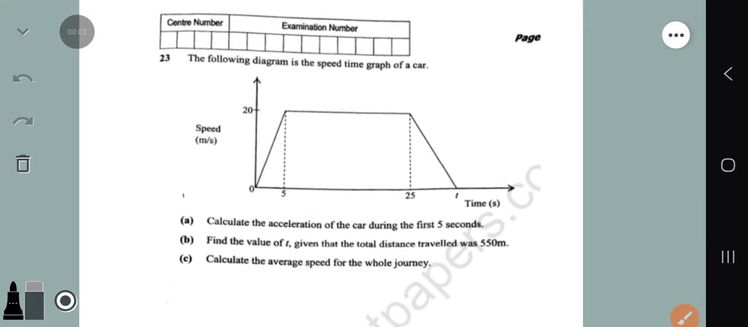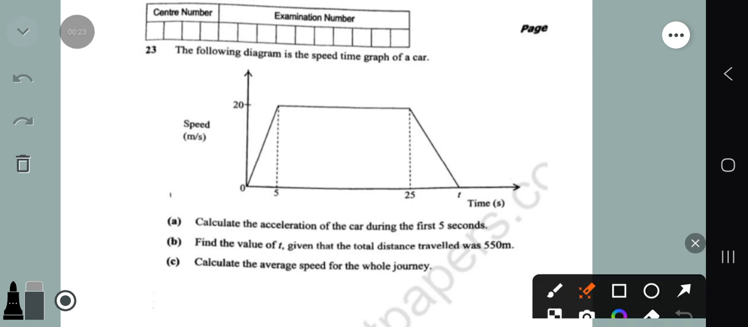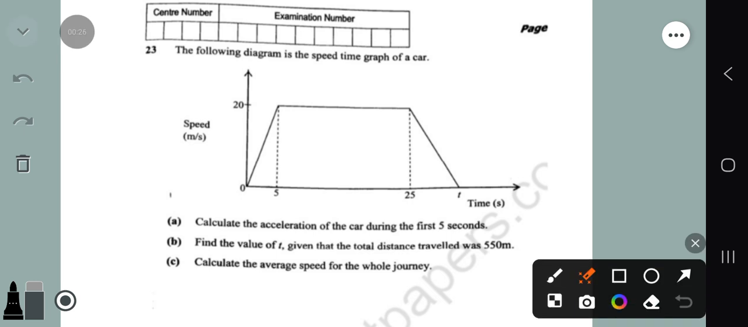Okay, so this is the question on speed time graph, right? Mostly in an exam, G12 exam, they love to bring velocity time graph. As you can see, speed time graph, right? You must know how to interpret this graph for you to be able to answer questions. So this is a speed time graph or velocity time graph.